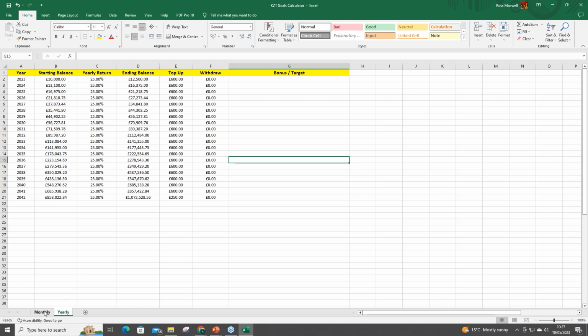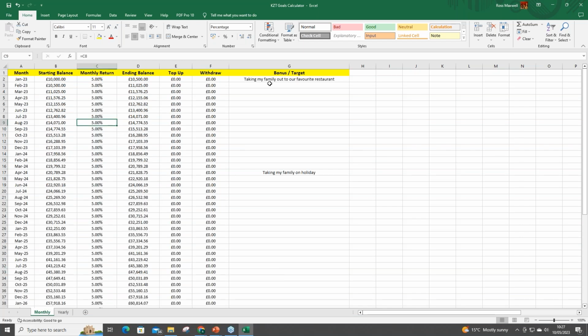That said, if you could, I do have a monthly spreadsheet as well, which is something that I use. So you have a starting balance, you have what your average monthly returns may be, what you can top up on a monthly basis, and what you need to withdraw to pay your bills, etc. And then you can work out how long it's going to take you to get to where you need to be to withdraw funds from your trading account.